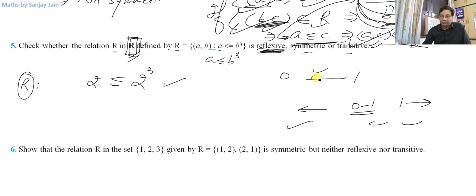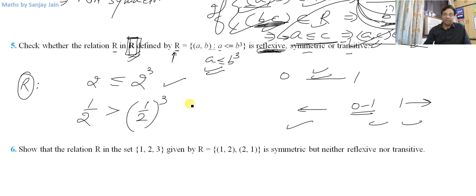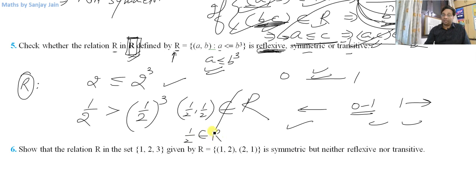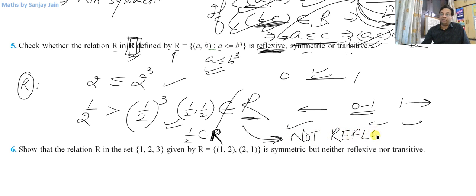So I am looking for numbers between 0 and 1. Let me check 1 by 2, 1 by 2 cubed. Is 1 by 2 less than or equal to 1 by 2 cubed? No. 1 by 2 is greater than 1 by 8. So it doesn't qualify to be in this relation R. What I mean is 1 by 2 comma 1 by 2 doesn't belong to relation R, whereas 1 by 2 belongs to real numbers, right? 1 by 2 belongs to real numbers and its pair is not present in the relation R. So I can say that it is not reflexive.